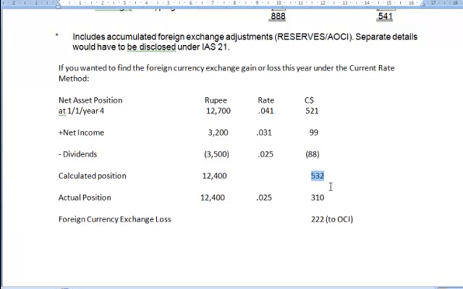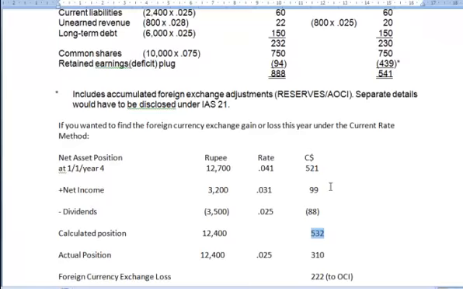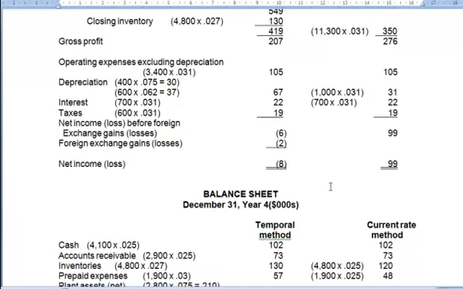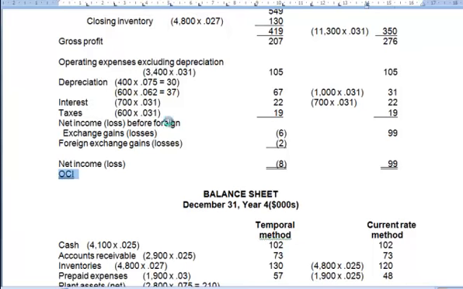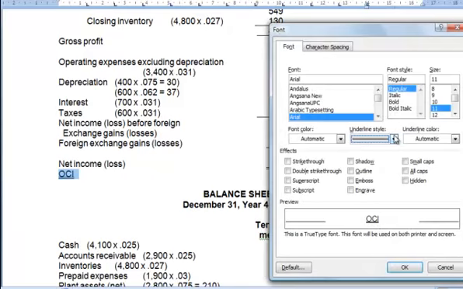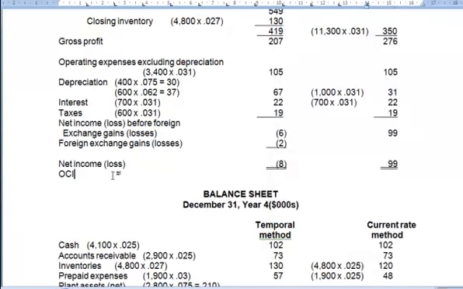So in this case, because we had the sub do it for us, we have a foreign currency exchange loss of 222,000, and that is going to OCI. Now, if the question said to calculate comprehensive income, what I'm going to do is redo this little chart for you and show you what it might look like. I don't want any underline there, so just go into Word and change that.